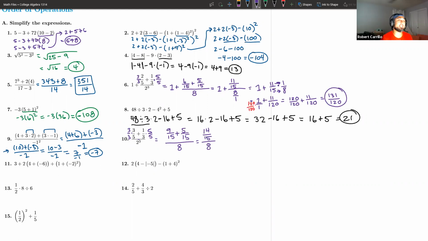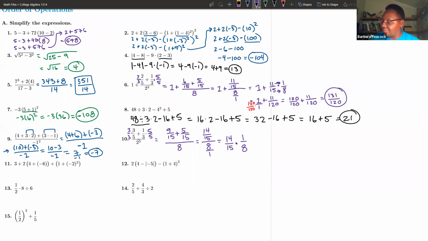And now we have to do the same thing we did in number 6. You're going to put 8 over 1, make it into a fraction, and multiply by the what? The reciprocal. There we go. We multiply it by 1 over 8. It was on the tip of my tongue. You're good.